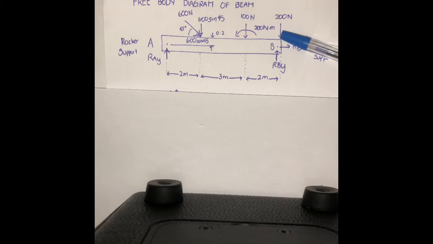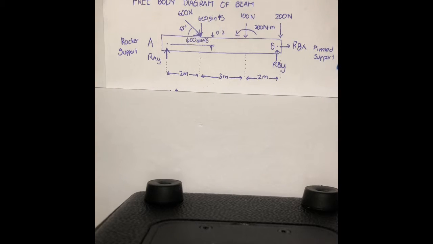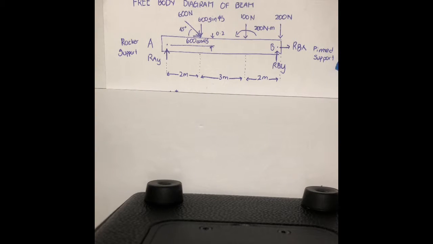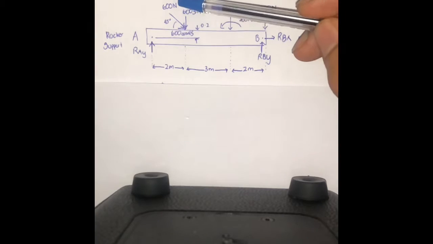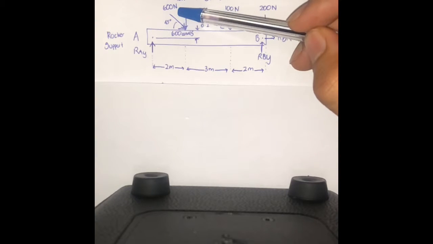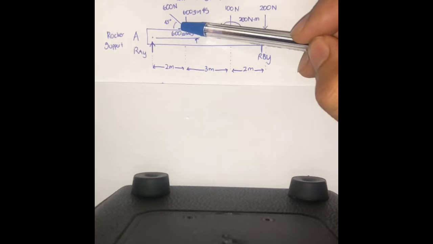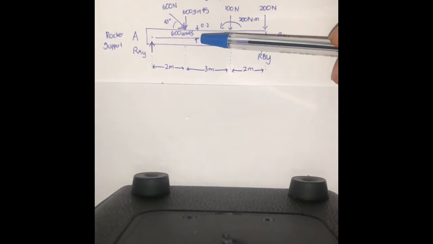It's constrained vertically and horizontally since it's a pin support. Therefore, the reacting forces are RBX going to the right and RBY going upwards. Let's take note of this force, 600 newtons, which is directed at 45 degrees.